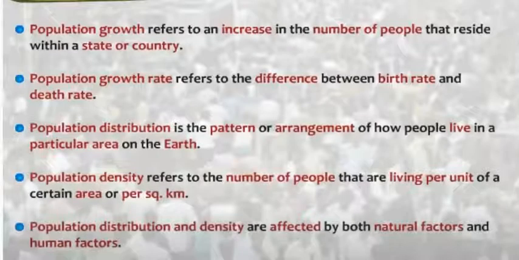So we can see in the summary that population growth refers to an increase in the number of people that reside within a state or country. Population growth rate refers to the difference between birth rate and death rate. Population distribution is the pattern or arrangement of how people live in a particular area on the earth. Population density refers to the number of people living per unit of a certain area or per square kilometer. Population distribution and density are affected by both natural factors and human factors.